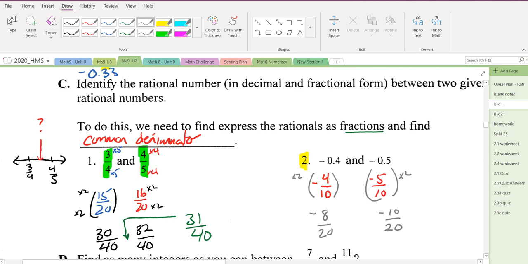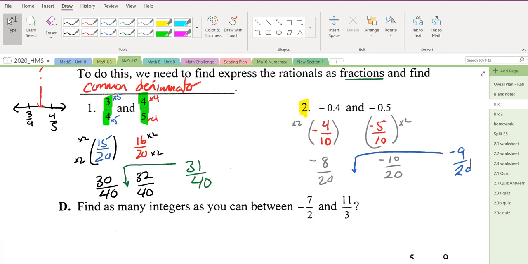So what's the number in between? Karnveer? Negative 9 over 20. So the number in between here is negative 9 over 20. Okay. So not always are fractions necessarily the easiest approach. So let's look at the next question.